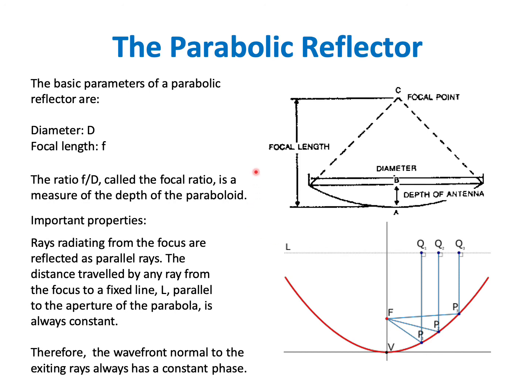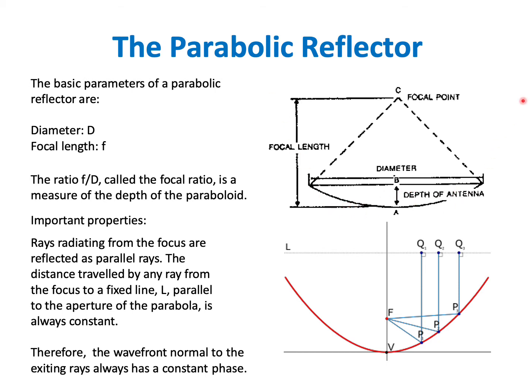So let's look at the physical parameters of a parabolic reflector. So in general, what we have is some diameter across the dish itself, plus a focal length. The ratio of the focal length to the diameter is the focal ratio, and generally that's a measure of the depth of the dish. So if you had a very long focal length, in general it would mean that your parabola is very shallow.